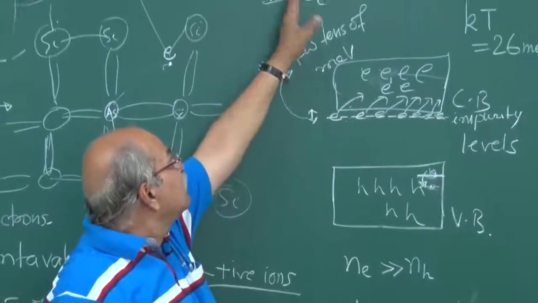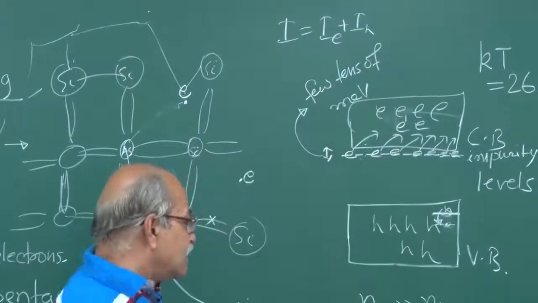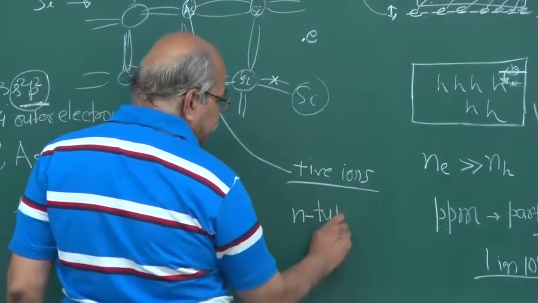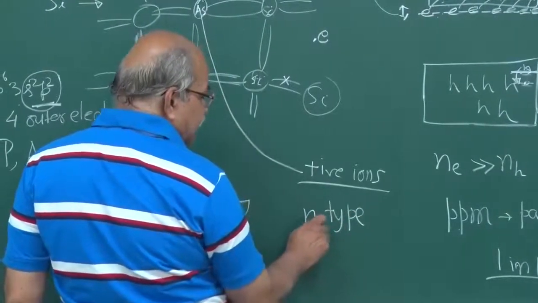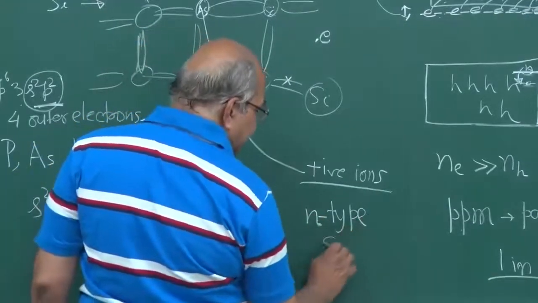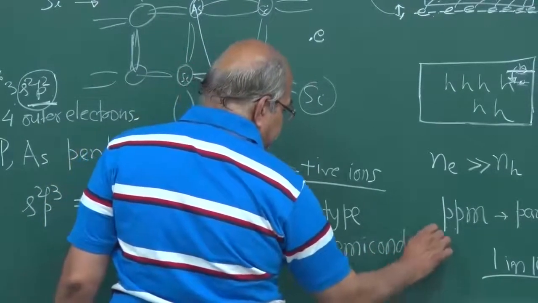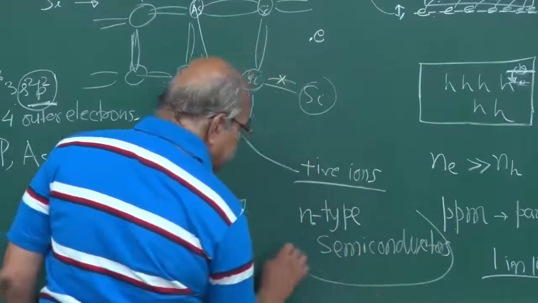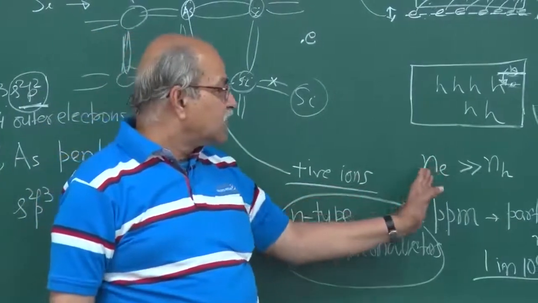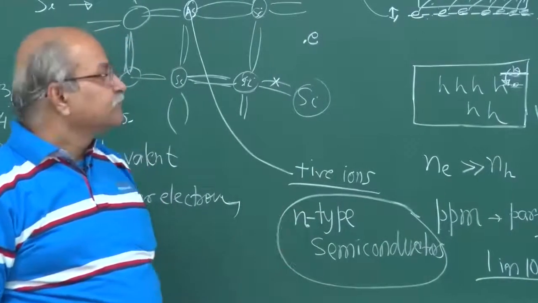So the current is dominated by the negative charge carriers, not the positive charge carriers, and therefore this kind of semiconductor is known as N-type semiconductors. Negative type, negative charge carriers are in larger numbers. So N-type semiconductors. Okay, where number of conduction electrons is much larger than number of holes, those are known as N-type semiconductors.